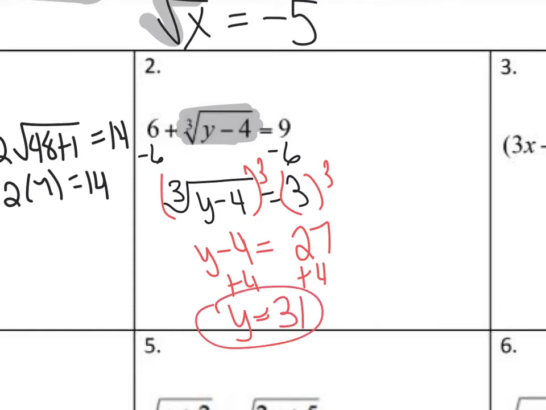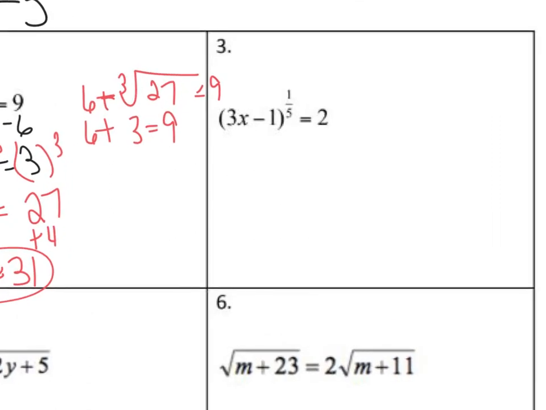A quick check of that: I would have 6 plus the cube root of 31 minus 4, which is 27, equals 9. So I'd have 6 plus, well, the cube root of 27 is 3, and 6 plus 3 equals 9, so we're good.